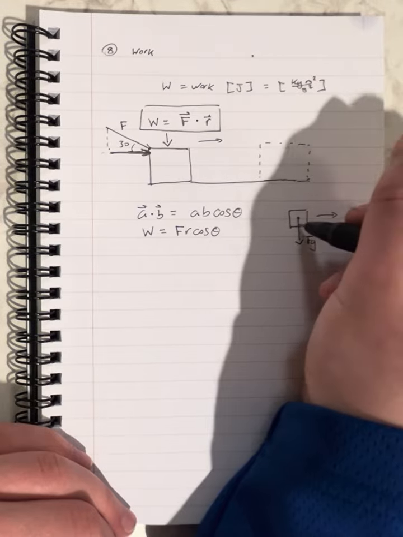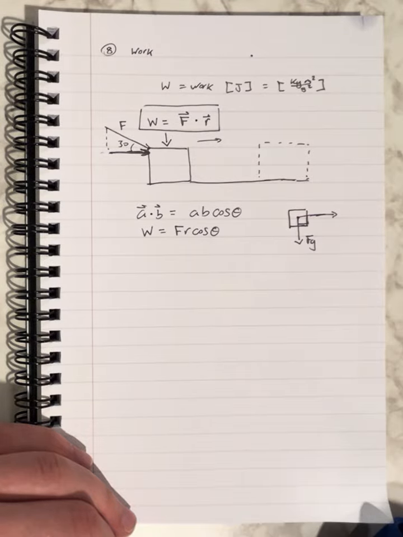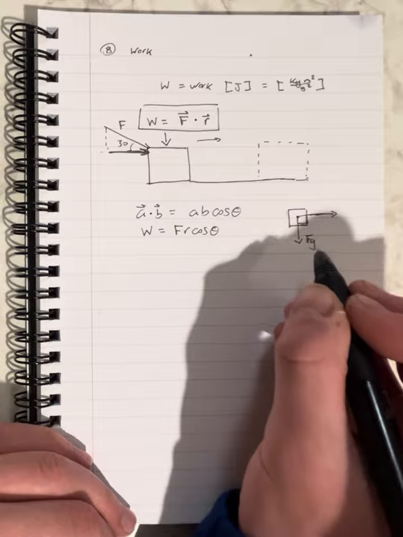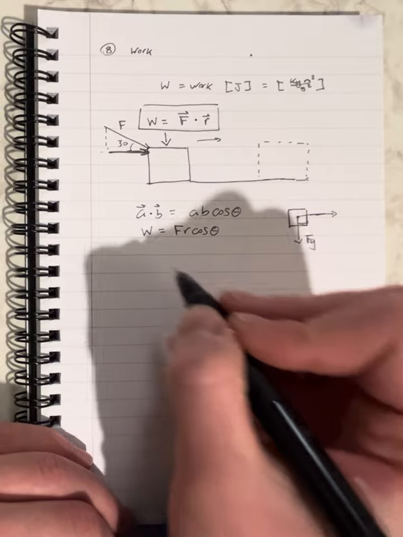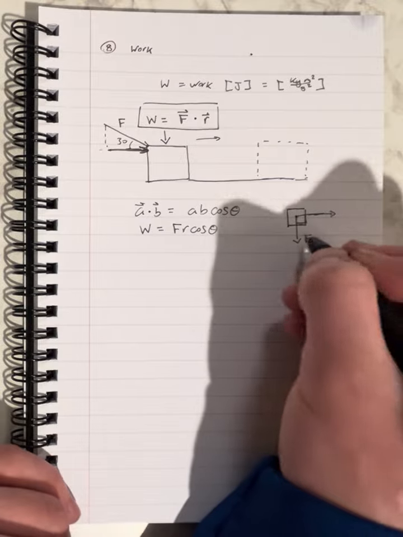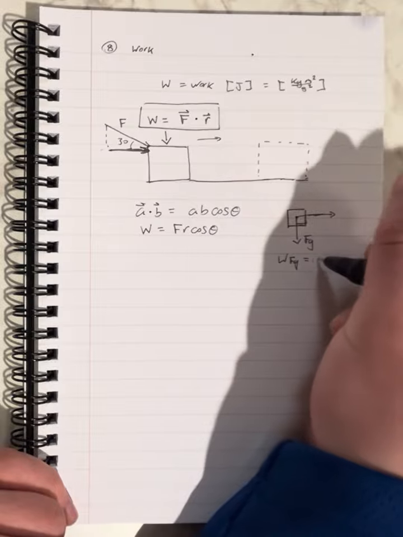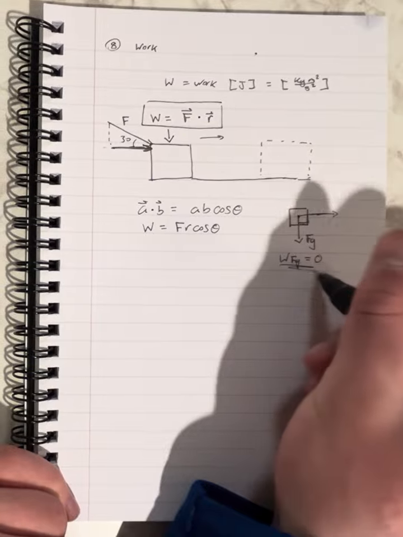Well, the gravity is perpendicular to the displacement. Any vector force perpendicular to the displacement has a cosine 90 in the dot product. Cosine 90 is 0, so the work done by the force of gravity is 0. It's going to be really useful.